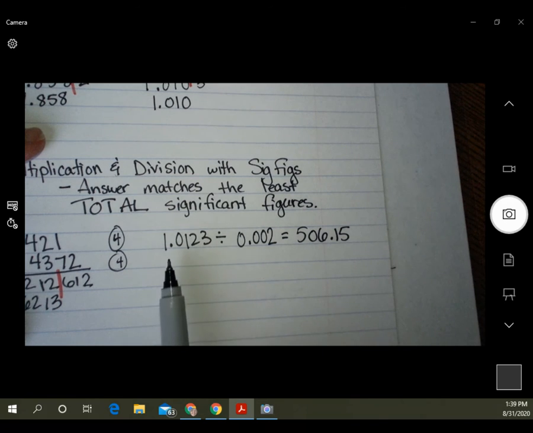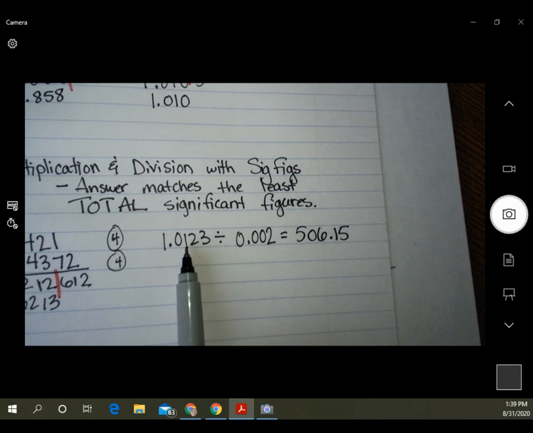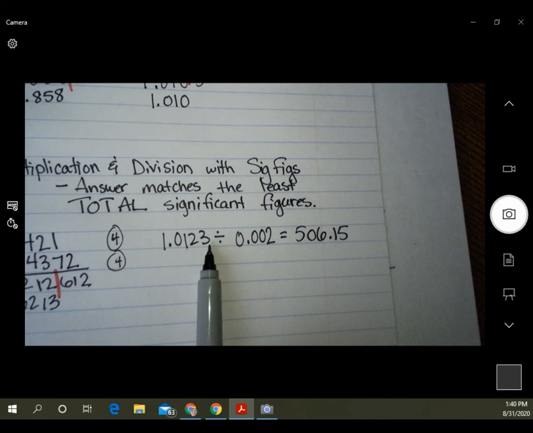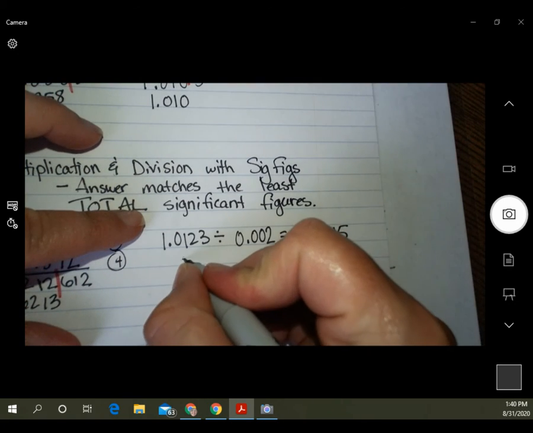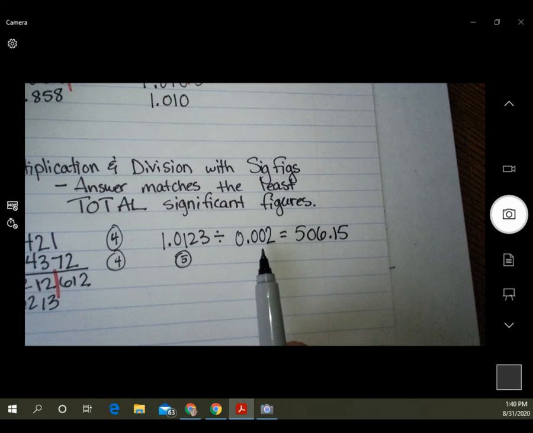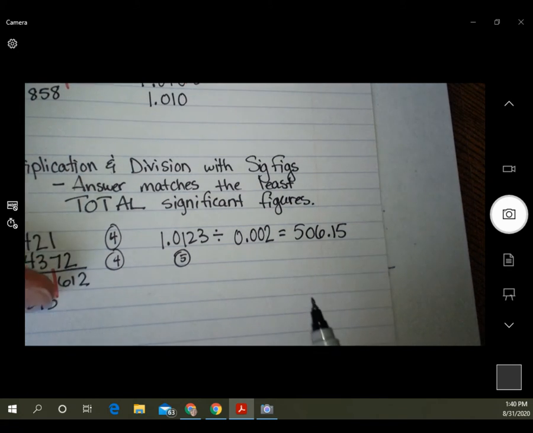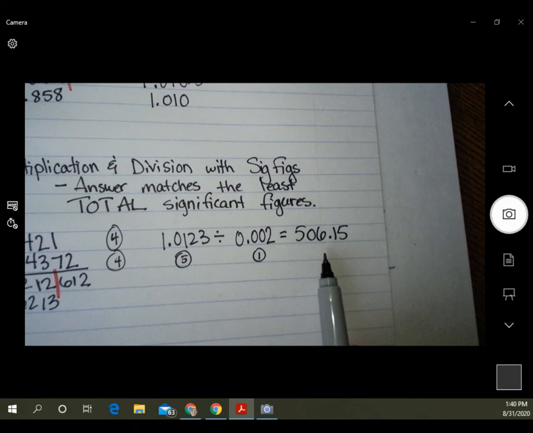So if I count the significant figures in the first number here, all non-zero digits, so 1, 2, 3, 4, and then this 0 is in between, so it's significant. So I have 5 digits there. In this number, how many significant digits? Show me on your fingers. We just have one significant digit here. So this number, 506.15, has to be rounded off to one significant digit.